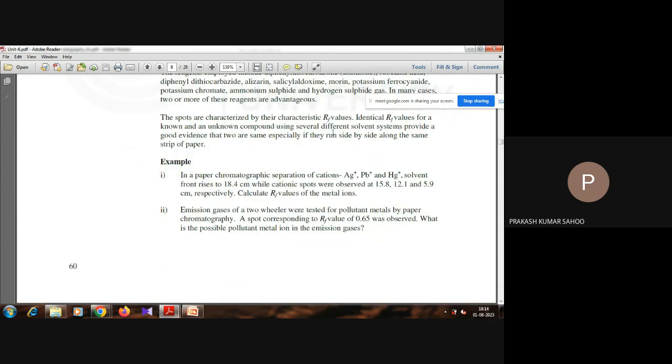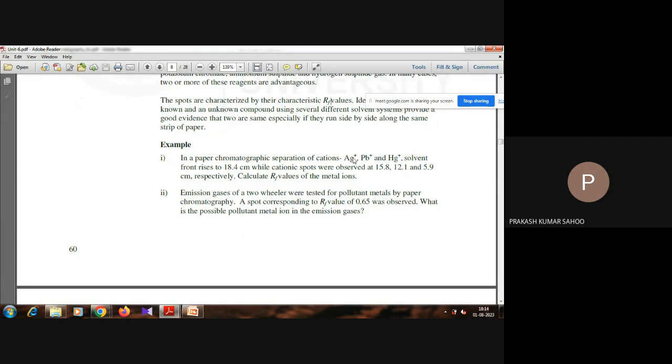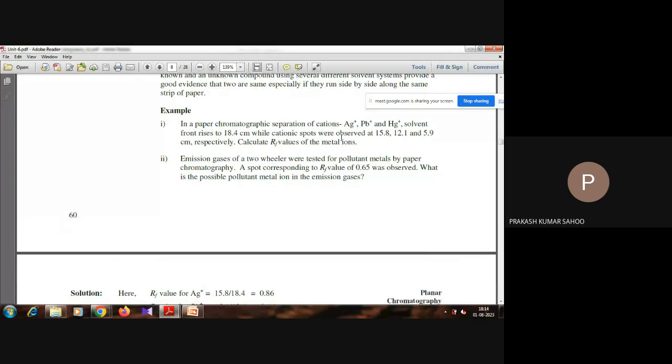And a very important factor is the Rf value. This Rf value scientifically and experimentally proves what type of component we have in our mixture. For example, in a paper chromatography, we have to separate silver, lead, and mercury. Let the solvent rise to 18.4. That is the total distance traveled by the solvent, the denominator 18.4, and the spots are seen at distances 15.8, 12.1, 5.9.